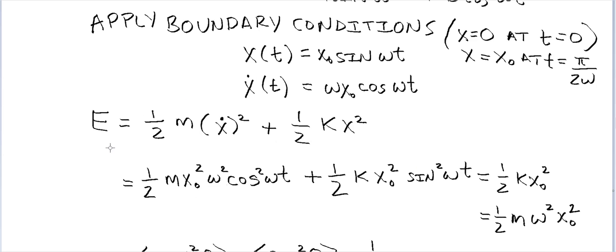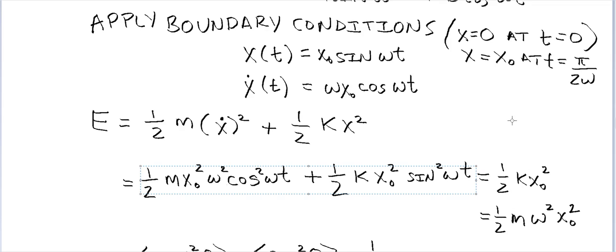So we also have our statement that total energy is the kinetic term plus the potential term. And so plugging in what we mean by x of t and x dot of t into this equation, we get the following: half m x naught squared omega squared cosine squared omega t plus half k x naught squared sine squared omega t.